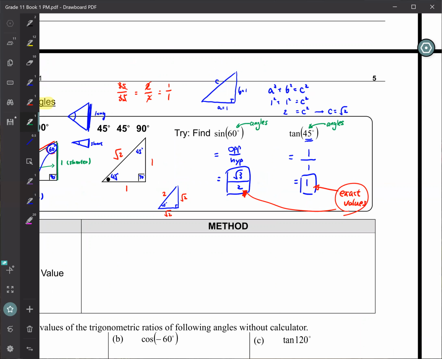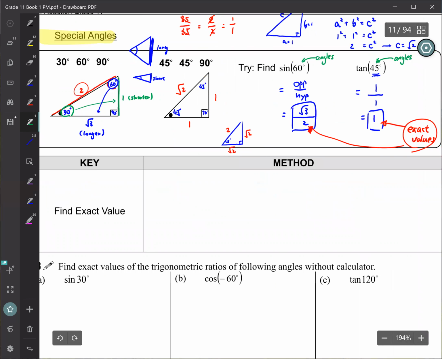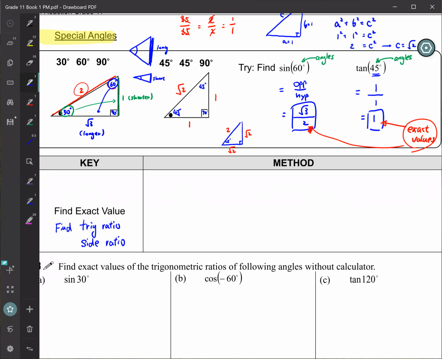Okay, so let's write this down. Left side it says find exact value. Sometimes they will say please find trig ratio. It's the same meaning. Or you can say side ratio. They all mean the same thing. So first step, because they give you the angle, is to draw angle.